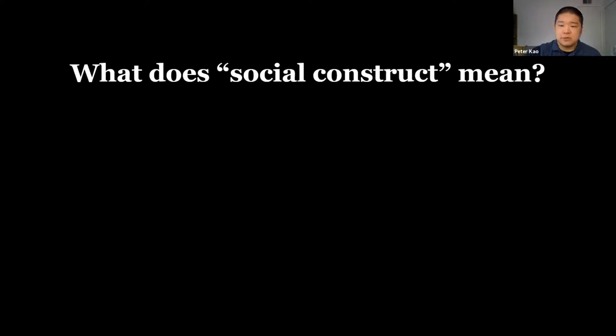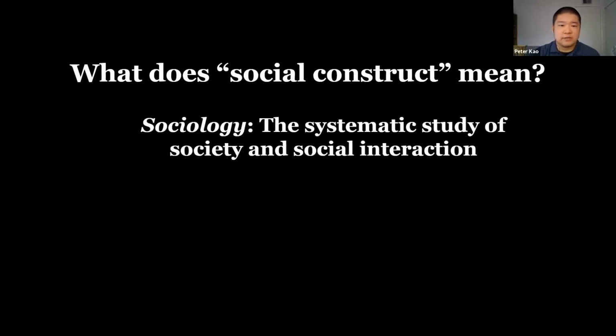So social, right? We're going back to the study of sociology. For us sociologists, it's a systematic study of society and social interaction. Now, what we're talking about is people and how we interact, and that's the social aspect. Now, construct, right? You think about construct, you're building something. And so with social construct, people are building meanings and ideas into something in society.